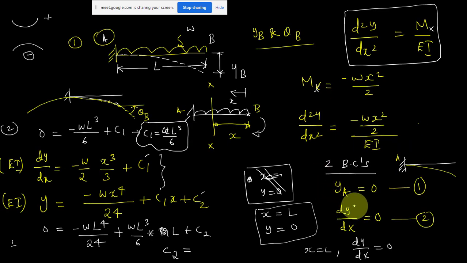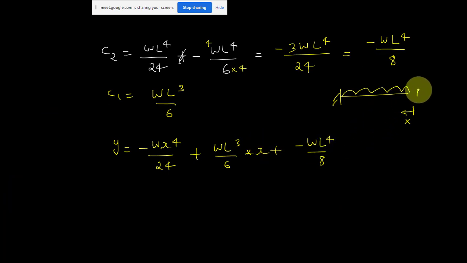Suppose you are taking the boundary condition deflection y is equal to 0 at x equal to 0. If you apply like this, everything will be wrong, because your x, y coordinate is defined when you are writing the moment equation. I have found the moment at this section by measuring from this point B. So x is measured from the free end, not from the fixed end.